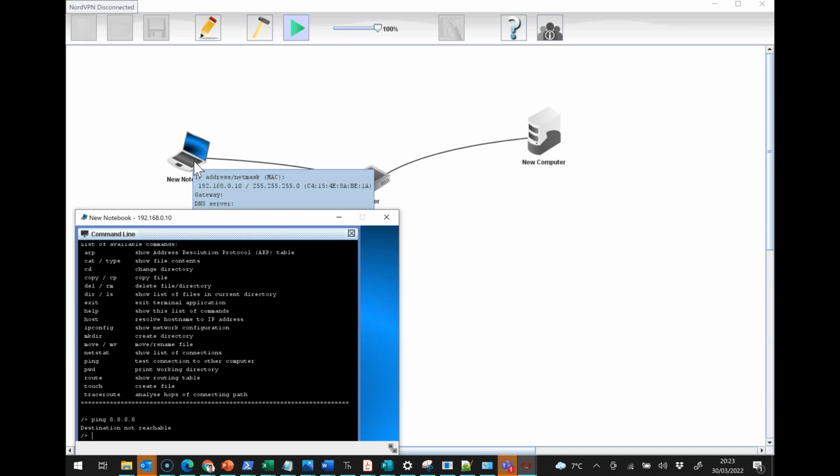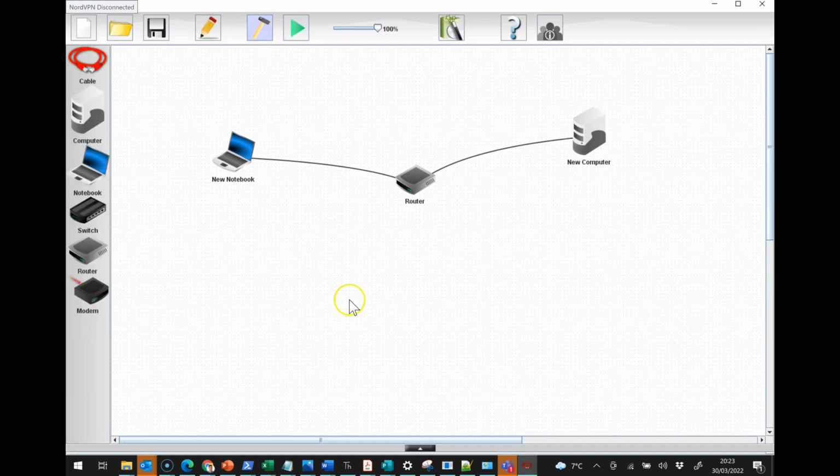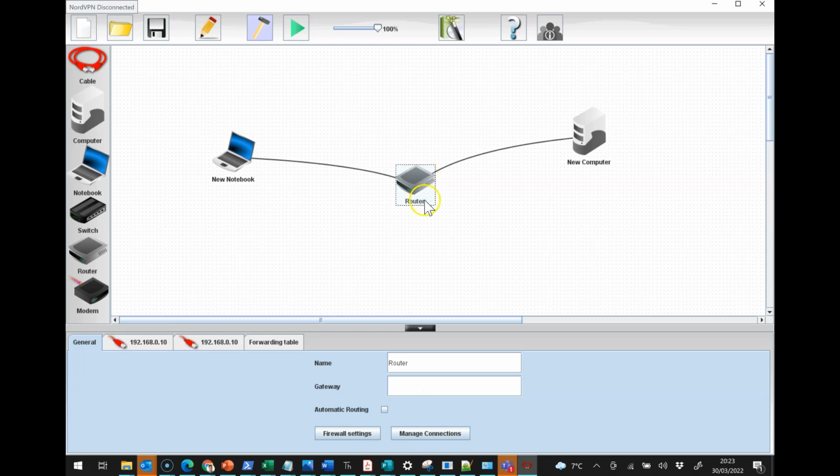In order for us to actually communicate across, we need to configure the router. So let's have a look at that now. So I'm going to go back into our mode here, and we're going to have our first look at the router component. So the router has two or more network interface cards. I'm going to call them NICs from now on. You've got one NIC on this side, and you can see that links out to the new notebook. And then you've got one NIC on this side, which links to the second network.